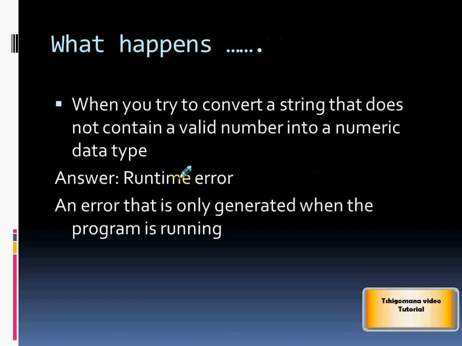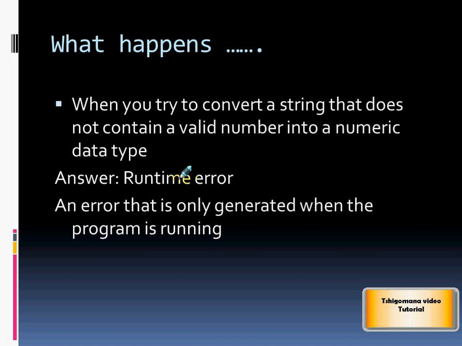Now, what happens when you try to convert a string that does not contain a valid number into a numeric data type? The answer is you get what we call a runtime error. Now, what is a runtime error? A runtime error is an error that is only generated when the program is running.